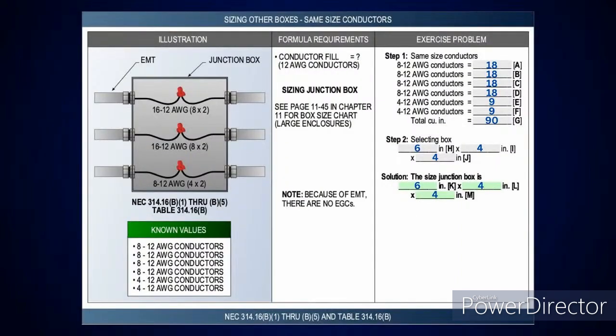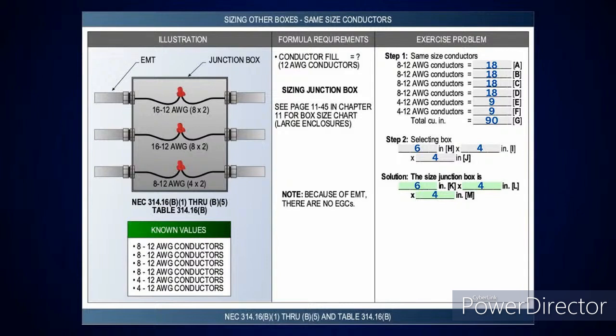All right. Now, this is where you get into the other boxes, and I said you'd have to use the chart or go online and look at the different sizes, where you'd have a 4x4x4, a 6x4x4, 6x4x6, 8x6x4, something like that. Now, we've got 8 number 12. All these are the same size. We've got 4 of them that are 8 number 12s, and we've got 2 that are 4 number 12s.